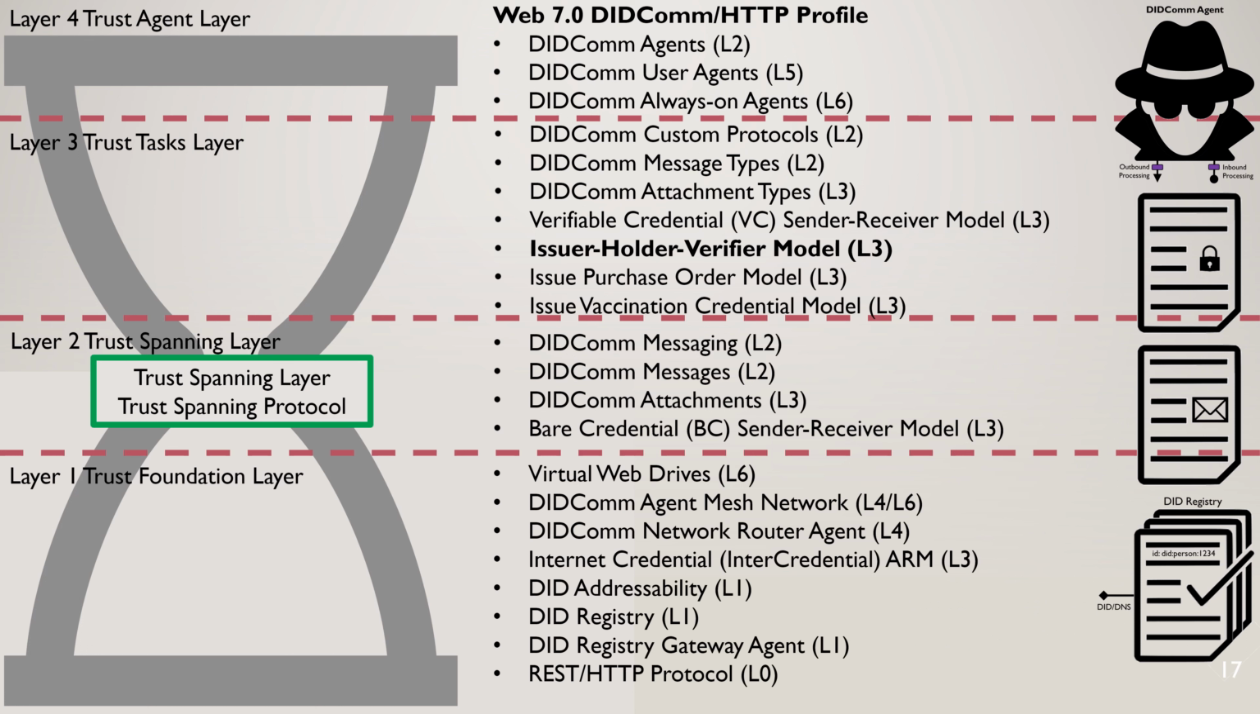Where do these fit into the Web 7.0 Trust Spanning Layer framework? They, again, are derived from verifiable credentials, so they have to be at least in layer 3 or higher. The issuer holder verifier model is here in layer 3, and it is in turn based on the verifiable credential sender receiver model, which in turn is based on the bare credential sender receiver model in layer 2.